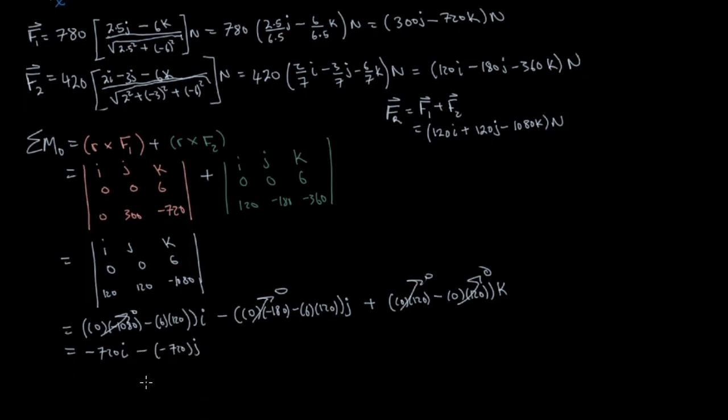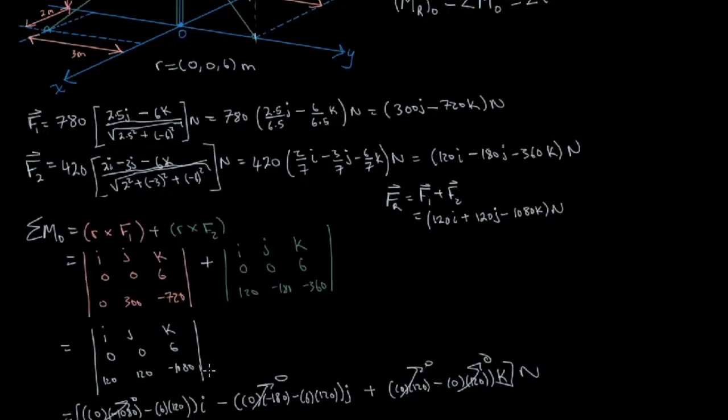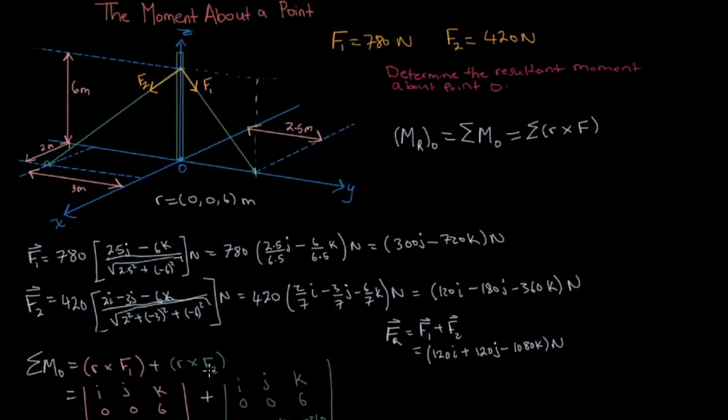Simplifying further, scroll down a little bit. Okay, these two negative signs cancel out, so we're left with negative 720i. This is going to be in newtons. Negative 720i plus 720j newtons. And this is our answer. So this would be the resultant moment about our origin up here. Okay, so it'll be the resultant moment about this point here.